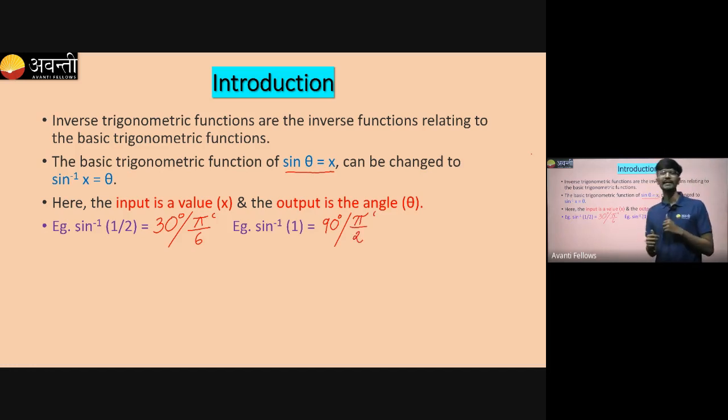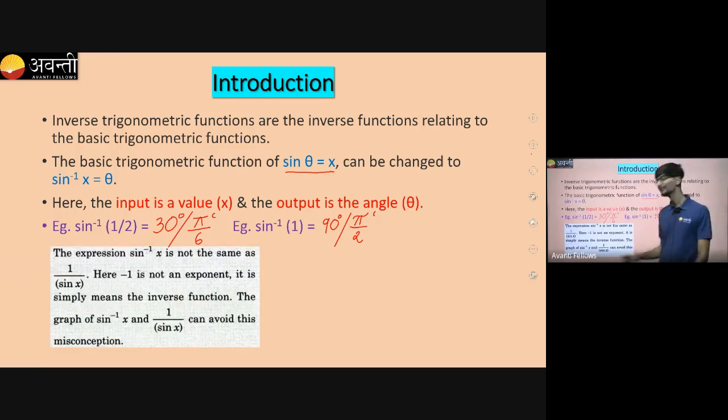Now, many a time when I first started inverse trigonometric functions, I used to get very confused with the notation. I used to think that sine raised to minus 1 x is basically an exponent, so I can write 1 upon sine x. But that is not the case. So I hope you will also not make the same mistake. It is clearly written here. Sine inverse x is not the same as 1 upon sine x. You cannot just take the reciprocal.